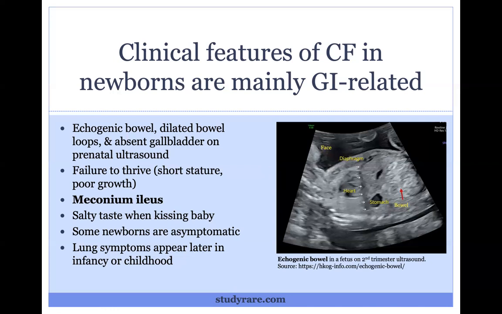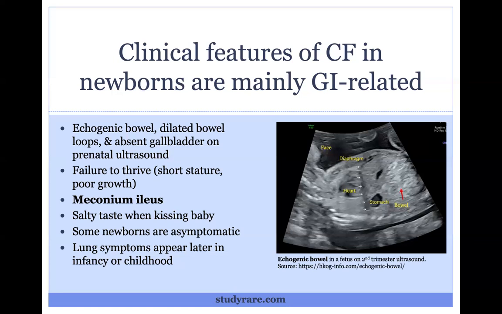Now, one of the most common presentations of CF in the neonatal period is what's called failure to thrive. So patients essentially will not be growing well. They'll have short stature, and they won't be able to gain weight. This is in part because of the exocrine pancreatic dysfunction. If you can't digest your proteins and your fats properly because you're missing those pancreatic enzymes, you're not going to grow well. Meconium ileus, we're going to talk about on the next slide. We have a picture because this is one of the life-threatening emergencies that is associated with CF, and so very important to know about.